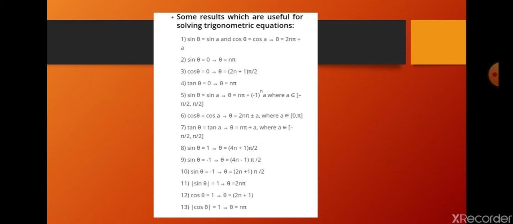Sin theta equals 1, that implies theta equals (4n plus 1) into pi divided by 2. Sin theta equals minus 1, that implies theta equals (4n minus 1) into pi divided by 2. Sin theta equals 0, that implies theta equals n pi.